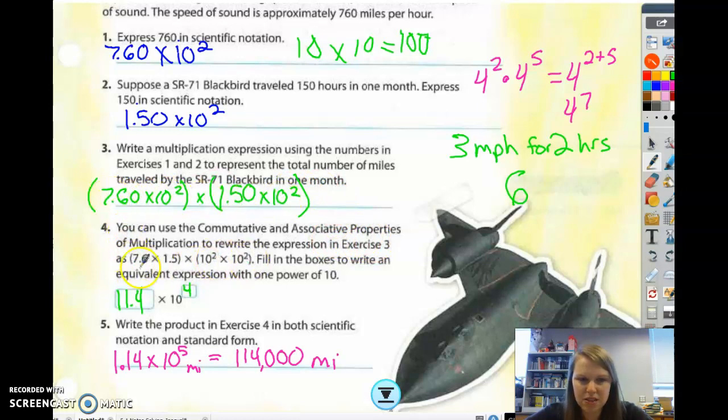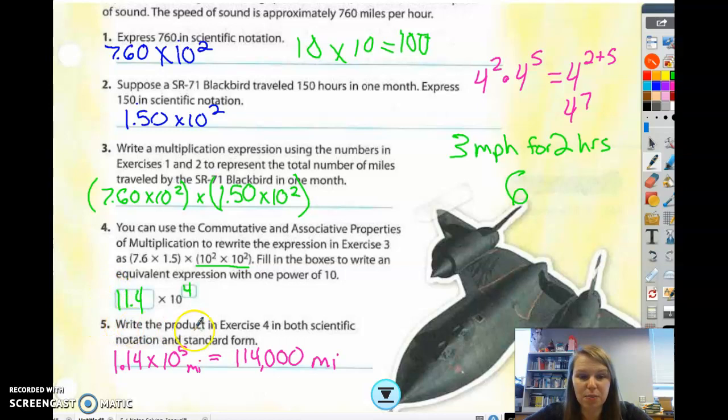They took 7.60, well, they didn't write the 0 because it doesn't change the value of the number. They took 7.60 times 1.5 and put those together, times 10 to the second times 10 to the second. If you rewrite it like this, and you're multiplying, you can just add those exponents. So what's 2 plus 2? Isn't that 4? That's what I put here. And for this part I used a calculator: 7.6 times 1.5, and I got 11.4.